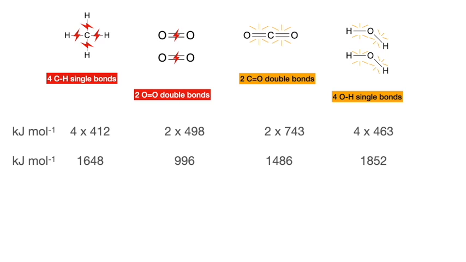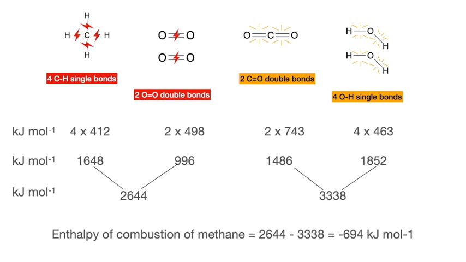Let's add up the total enthalpies of the bonds broken. 1,648 plus 996 gives 2,644 kilojoules per mole. Now we add up the total enthalpies of the bonds formed. 1,486 plus 1,852 equals 3,338 kilojoules per mole. Now, the enthalpy of reaction is given by the sum of the enthalpies of the bonds broken, take away the sum of the enthalpies of the bonds formed. 2,644 minus 3,338 equals negative 694 kilojoules per mole for the enthalpy of combustion of methane.